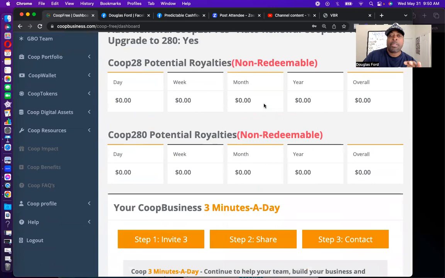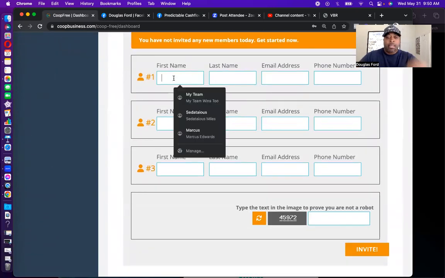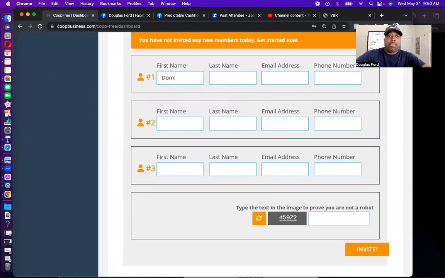So what I'm going to do, I'm going to scroll down here and I'm going to type in Dominique. Now, she didn't send me your last name, so I'm just going to use an R, okay? Again, this is just for demonstration purposes, okay? So we're going to do Dominique R at coopcf.com.